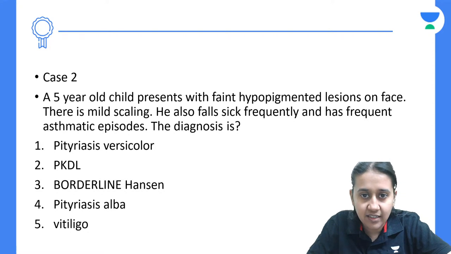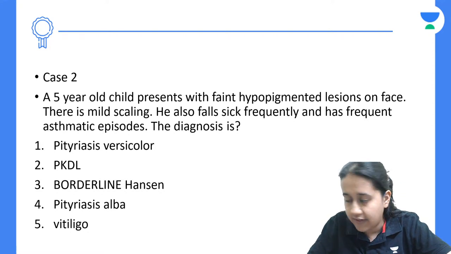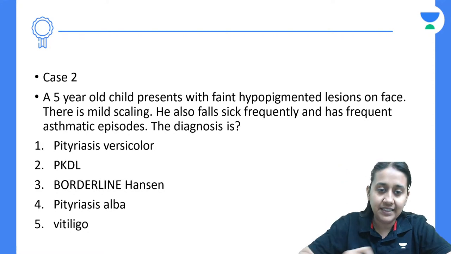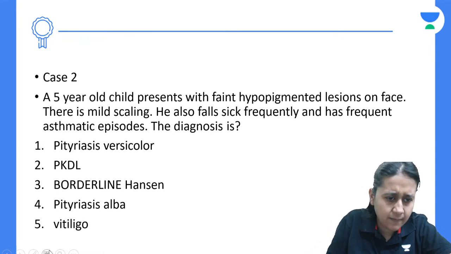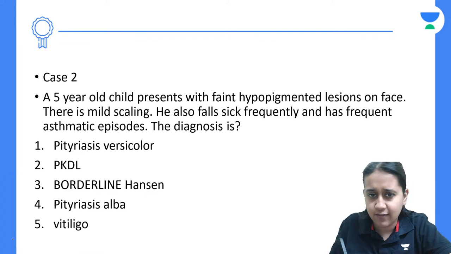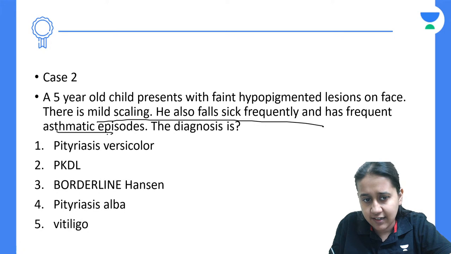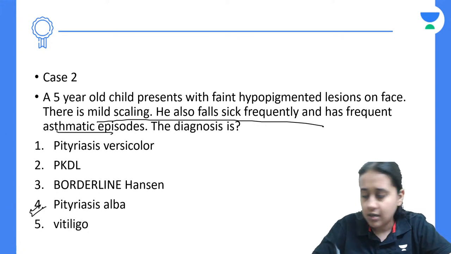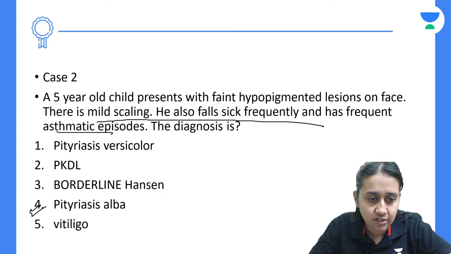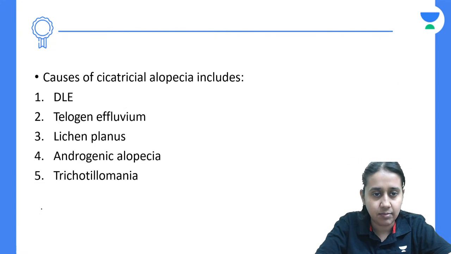A 5-year-old child with faint hyperpigmented lesions on the face. There is mild scaling. He also falls sick frequently and has frequent asthmatic episodes. I think this is easy because we have already done this. The features show that the patient has atopic dermatitis, and in atopic dermatitis the most common feature is the presence of hypopigmented ill-defined lesions on the face, that is pityriasis alba.